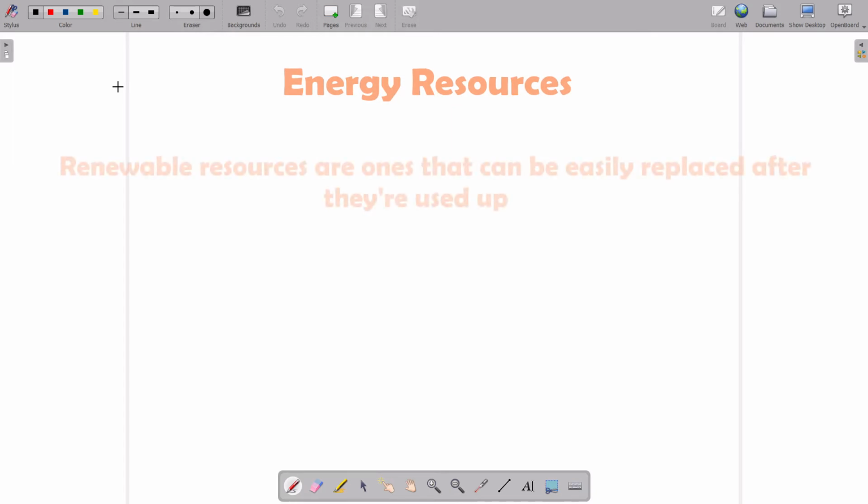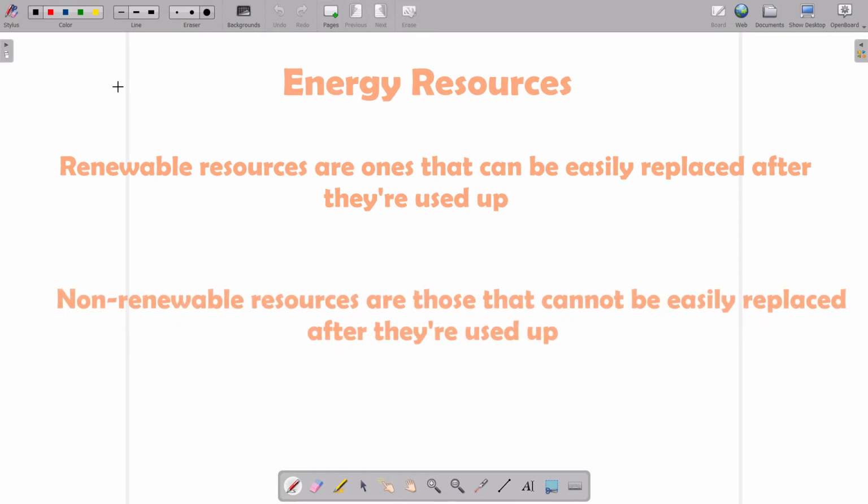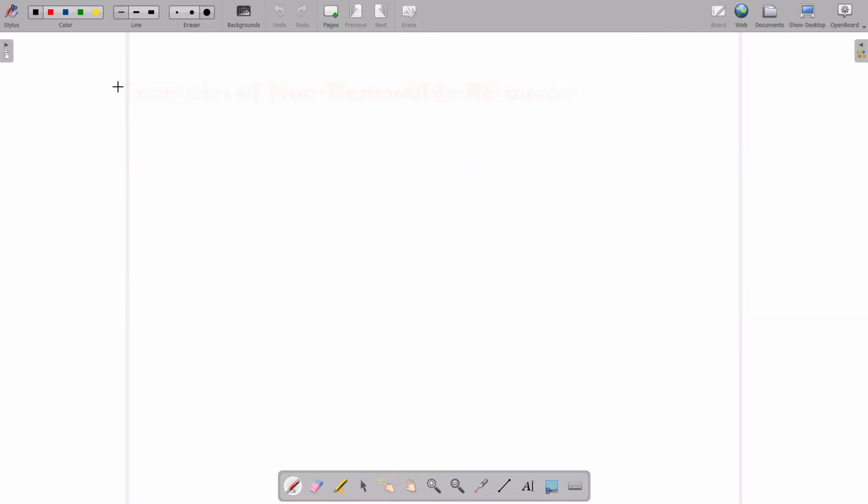Today we are talking about energy resources and we'll be considering renewable and non-renewable sources of energy. Renewable resources are ones that can easily be replaced after they are used up. On the other hand, non-renewable resources are those that cannot be easily replaced after they are used up. We'll be considering examples of these.